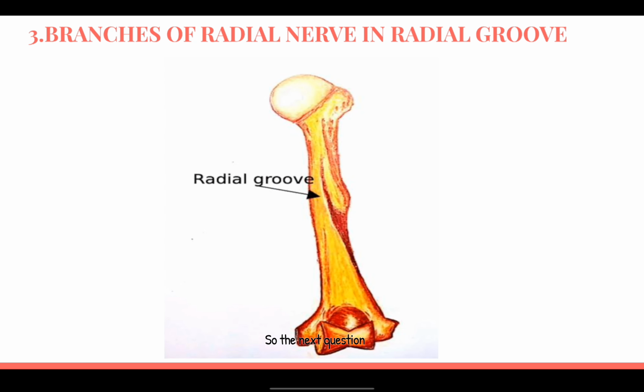The next question is the branches of the radial nerve in the radial groove. The radial groove is a shallow depression in the posterior surface along the lateral border of the humerus bone. Why is there a depression here? This depression is for the passage of the radial nerve and the deep brachial artery. So that is the radial groove. The question is the branches of the radial nerve in the radial groove.